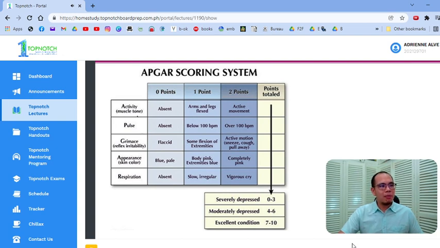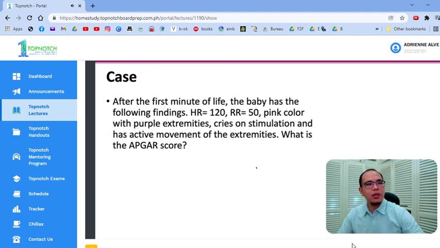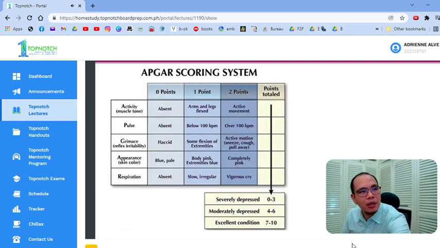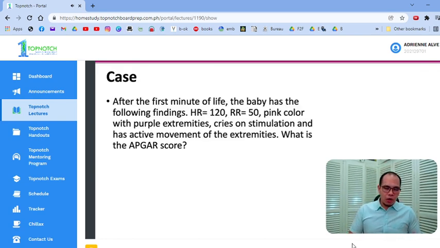Okay, so numbers to remember sa heart rate is 100. Tapos all of the rest are descriptive. So let's go back to this patient. Heart rate is 120, that is 2. Again, remember the score is 0, 1, 2. So again, the Apgar score is 0, 1, 2. So heart rate is more than 100, 2.